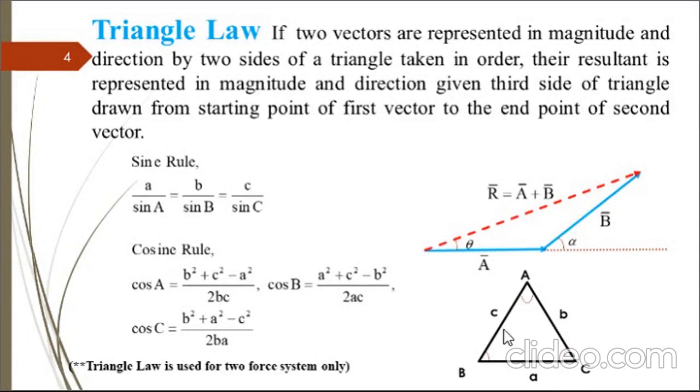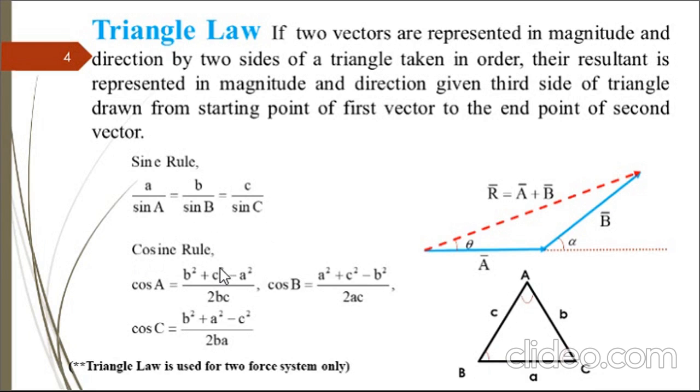For example, in this triangle, small a, b and c will represent the three sides of the triangle, and capital A, B, C, this will represent the three angles. Then in that case, applying a sine rule, the ratio of side to the angle, means the front side a to the sine of angle A is equals to the front side b to the sine of angle B, then the third side c to the sine of angle C. This ratio will be same. It's nothing but the sine rule.